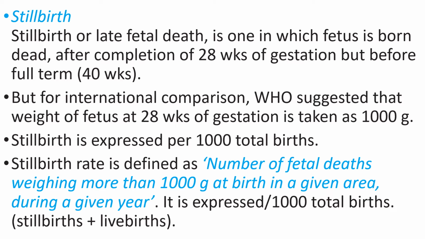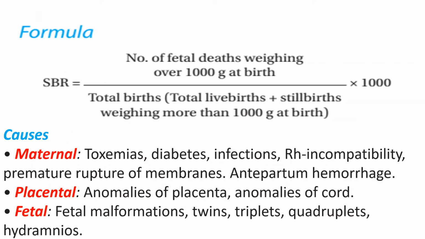It is expressed per 1,000 total births, that is stillbirths plus live births. Formula: stillbirth rate equals number of fetal deaths weighing over 1,000 grams at birth divided by total births, that is to say total births, that is stillbirths weighing more than 1,000 grams at birth, multiplied by 1,000. Causes: it is either maternal, placental, or fetal.